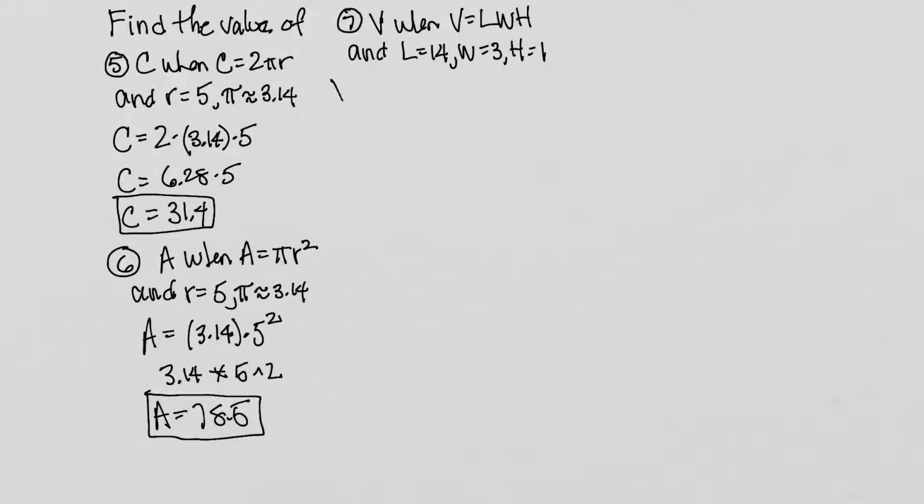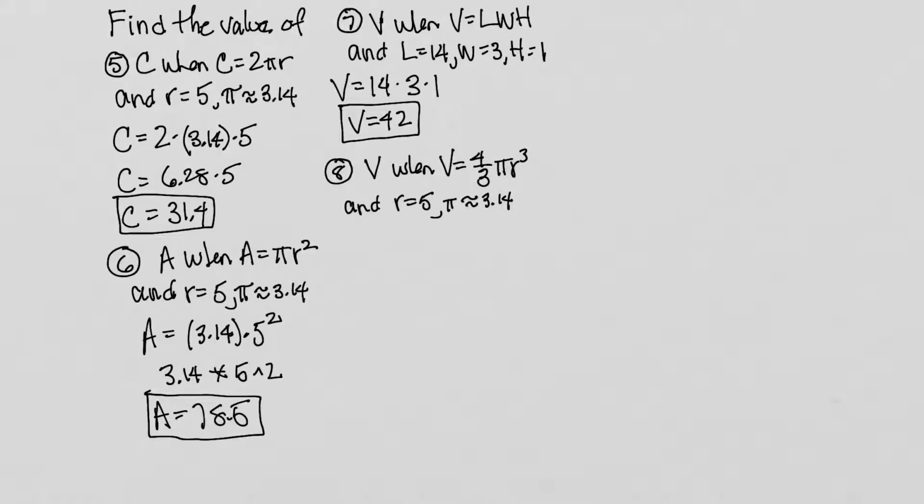So we are going to get that v is equal to 14 times 3 times 1. So v is equal to, now 14 times 3, 4 times 3 is 12, 3 times 1 is 3, plus the carry, so I get 42 times 1, which is just 42. So the volume is 42 cubic something.